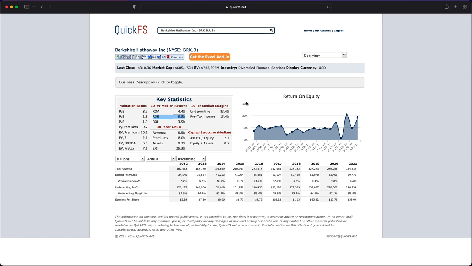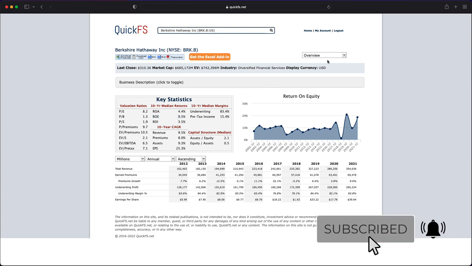For me, I own a share of Berkshire Hathaway as a tracking position, but I do not own it anymore. It's just simply too big, and these returns on equity are too low for me compared to my opportunity cost.